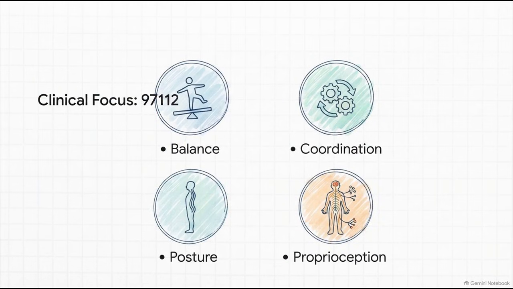If your notes show you're working on a patient's posture, balance, coordination, kinesthetic sense, or their overall spatial awareness, which we know as proprioception, you are squarely in the territory of neuromuscular re-education. Picture a senior patient with mobility issues who's a high fall risk. You wouldn't just hand them heavy dumbbells, right? You're retraining their balance and coordination to actually prevent those falls, and that requires the specific use of CPT 97112.